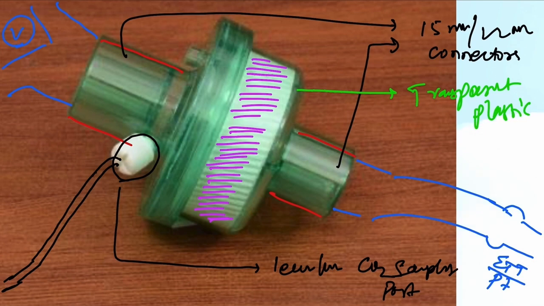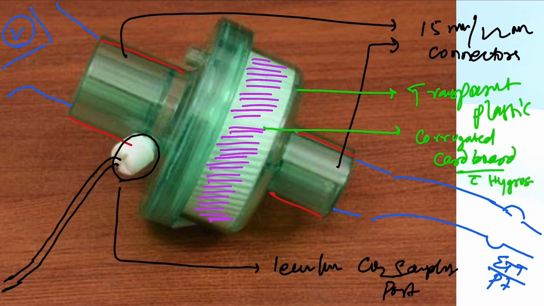So why transparent? Because it is easier to visualize whether it is clogged with secretion or blood, right? You can inspect the condition. So this is the corrugated cardboard with hygroscopic material. So hygroscopic material is attached towards the patient side or the ET tube side. So in this side, hygroscopic material will be there.